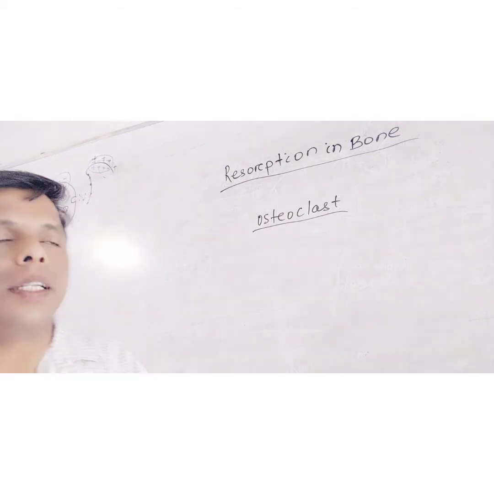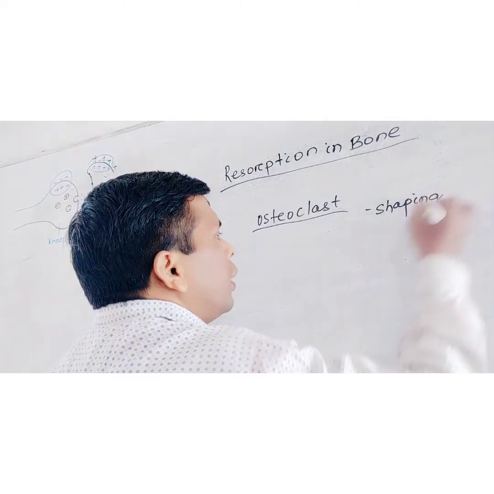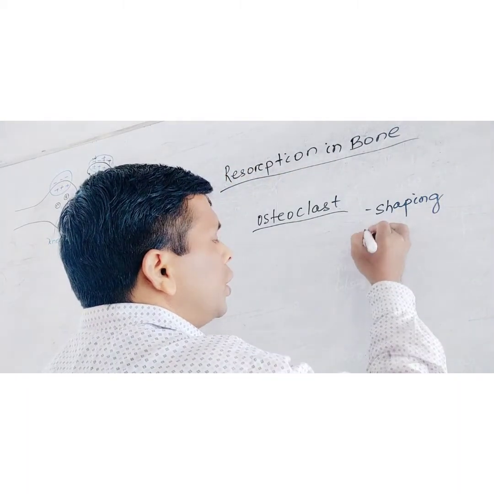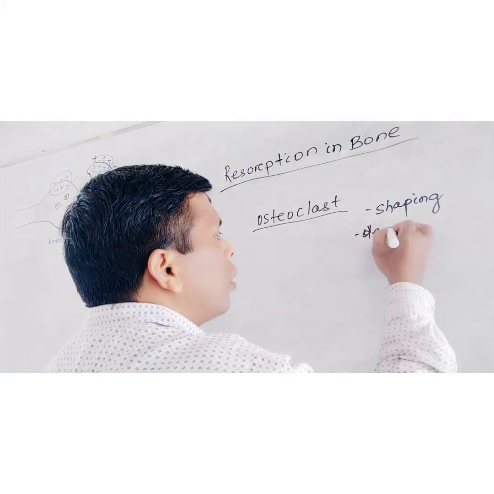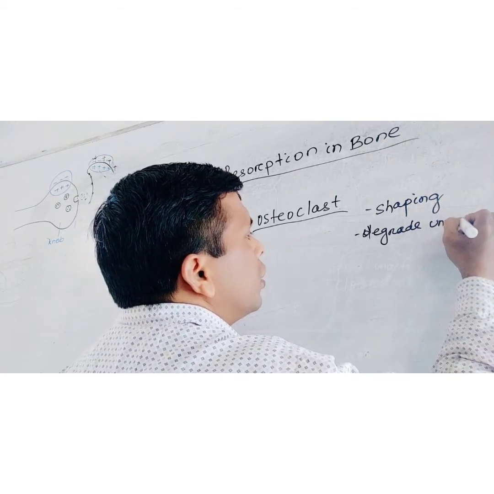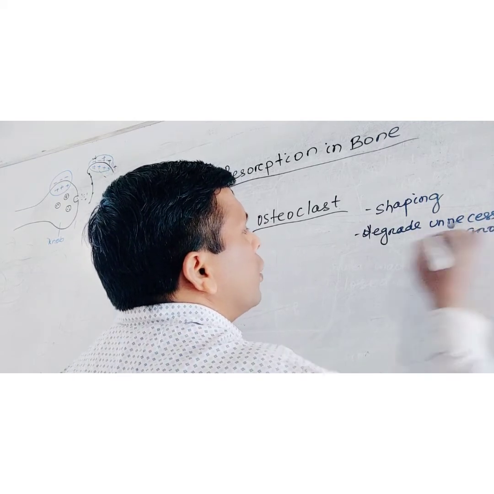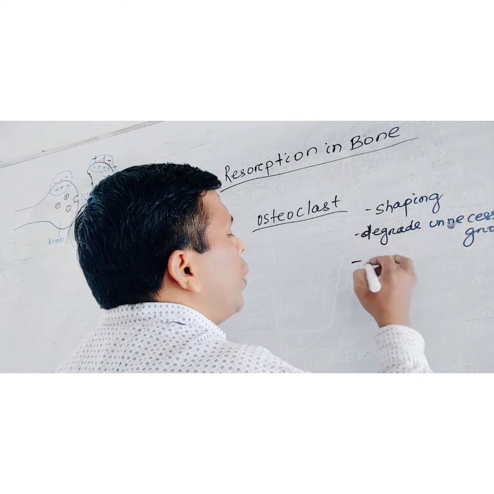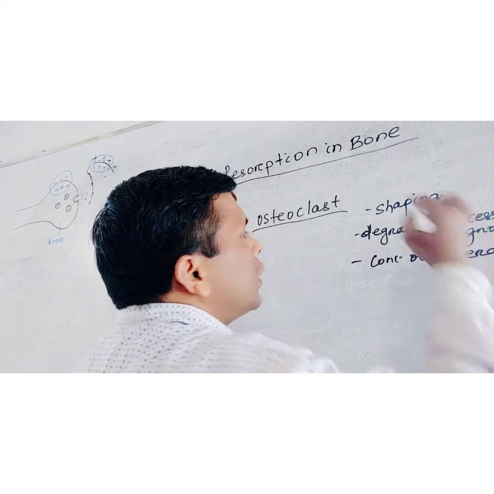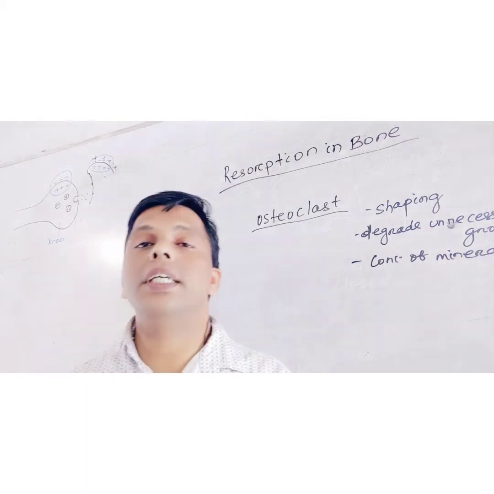Then what is the importance? It helps in shaping the bone. It helps in dissociating the bone having unusual growth; it stops or degrades unnecessary growth. It also helps in maintaining the concentration of minerals in bone. So these are the basic needs for resorption. This takes place during resorption.